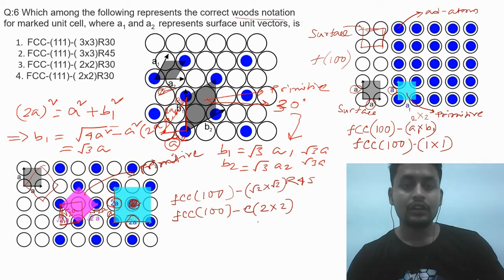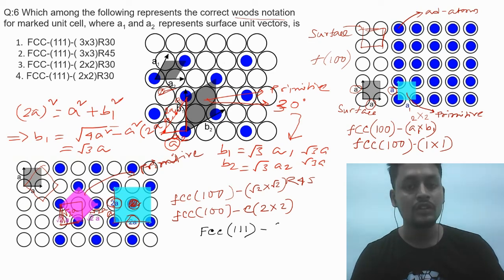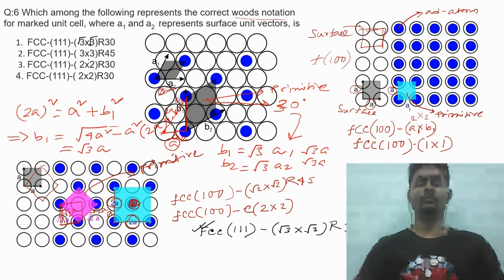Now what will be the notation? Let me change the color first. The notation will be FCC. In all the options it is FCC 111, and by looking at the picture you can also see this is the FCC 111 plane. So FCC 111, at first we need to mention the surface, then a hyphen, then root 3 cross root 3 because this is the relation, and the angle we know is R 30 degrees, as we have seen. So this is the answer. The option has maybe been misprinted, it will be root 3 by root 3. So this is the answer.